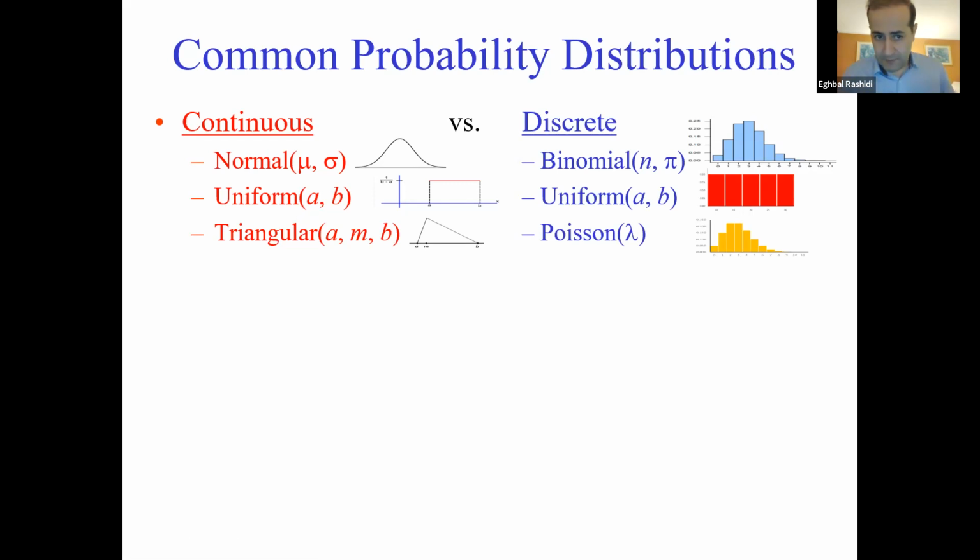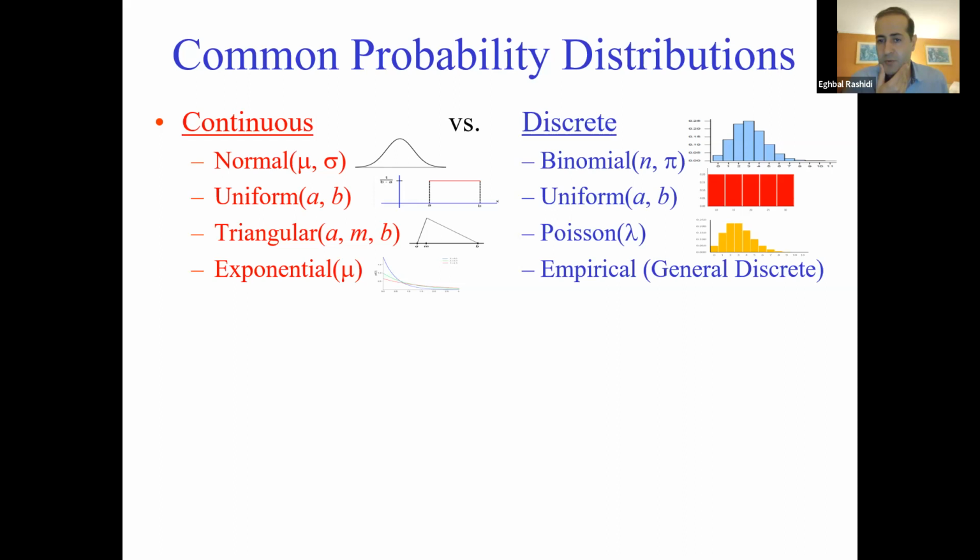Another example of a continuous distribution is the triangular distribution. It's like a triangle, as you see here. This is A, this is B, and M is where the peak, or break, happens between these two, so it has three parameters. If the lengths of the two legs of this triangle are equal, it mimics the normal distribution. For the discrete distribution, we have the Poisson distribution, as you can see here. It has one parameter, lambda.